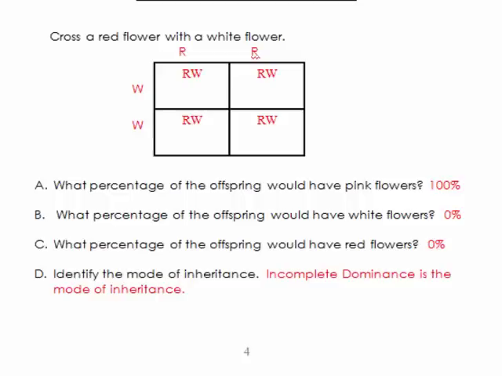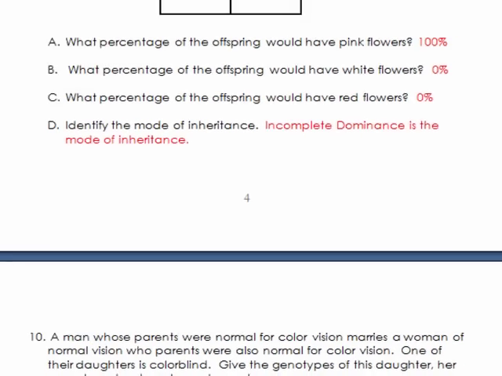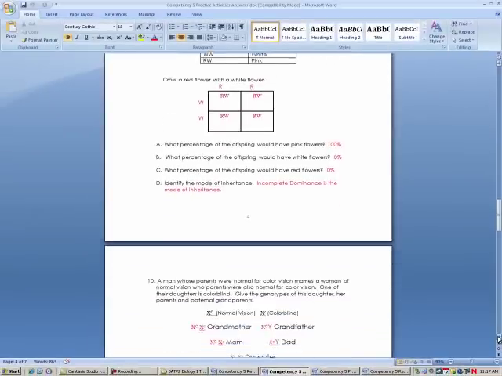Identify the mode of inheritance. This is incomplete dominance because we are basically showing an intermediate zygote between the 2 original parents. In this case, red and white will produce pink offspring.